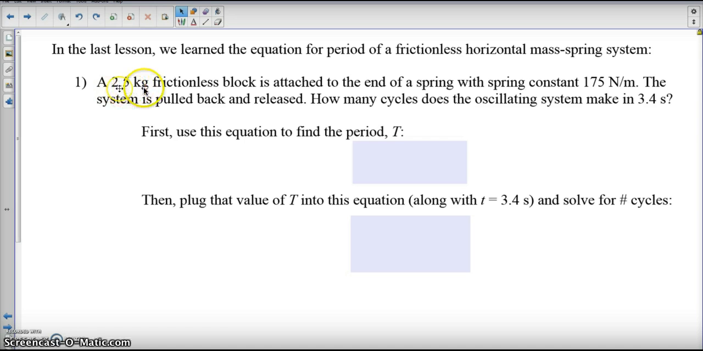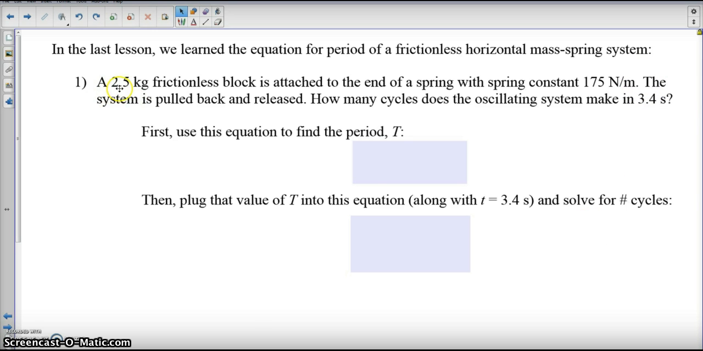A 2.5 kilogram frictionless block is attached to the end of a horizontal spring, it should say, with spring constant or stiffness 175 newtons per meter. The system is pulled back and released. How many cycles does the system make in 3.4 seconds?